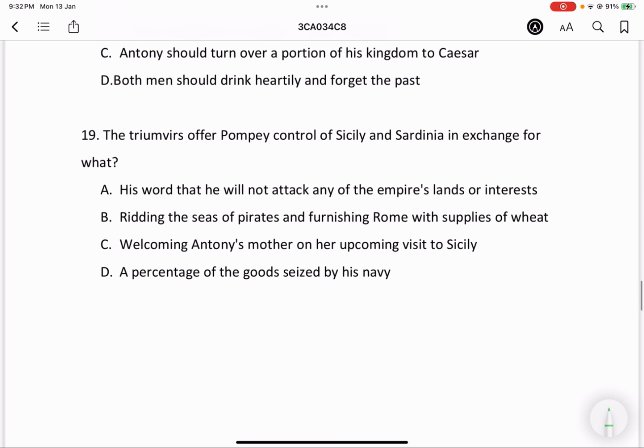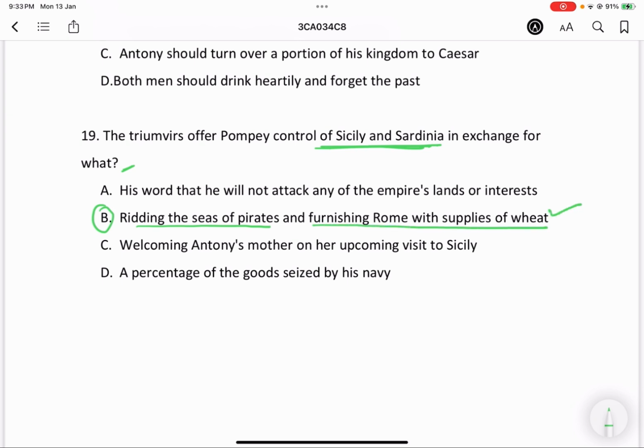Now, 19th, the triumvirs offer Pompey control of Sicily and Sardinia in exchange for what? Pompey, who was a very powerful force in the sea, was offered the control of Sicily and Sardinia in exchange of something. What was it? It was option B, ridding the sea of pirates and furnishing Rome with supplies of wheat.